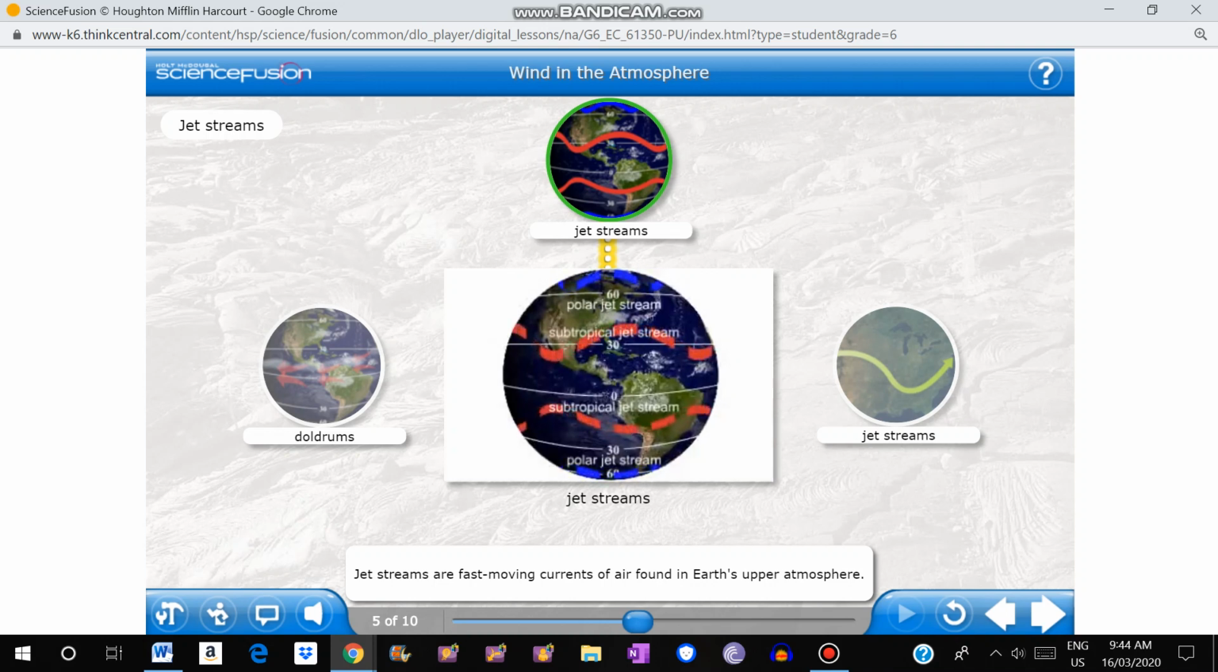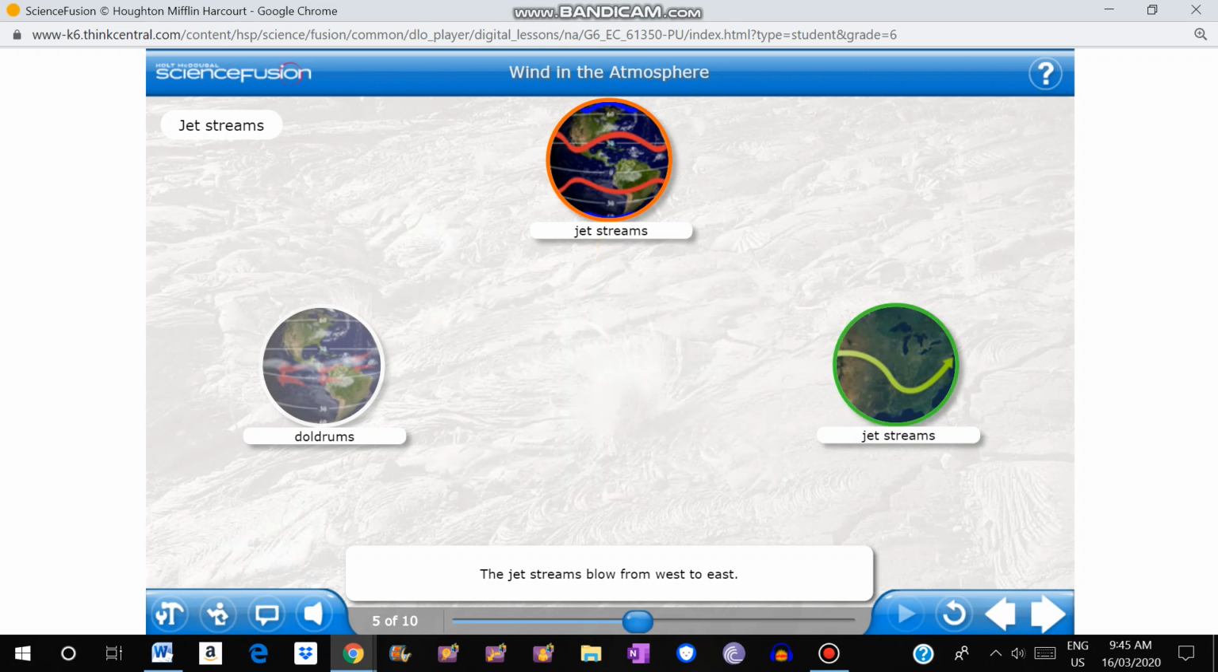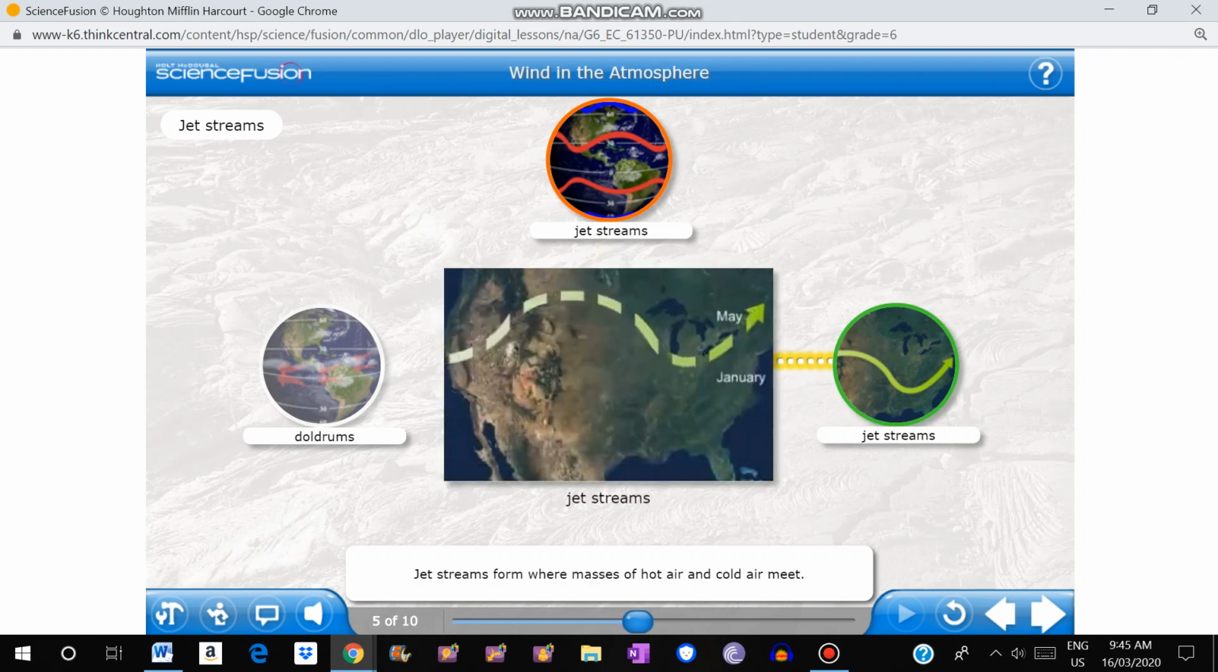Jet streams are fast-moving currents of air found in Earth's upper atmosphere. They are above the global winds that are formed by convection. The jet streams blow from west to east. Jet streams form where masses of hot air and cold air meet. Their position can shift north or south depending on the air temperature. The polar jet stream dips farther south when the temperature is very cold.